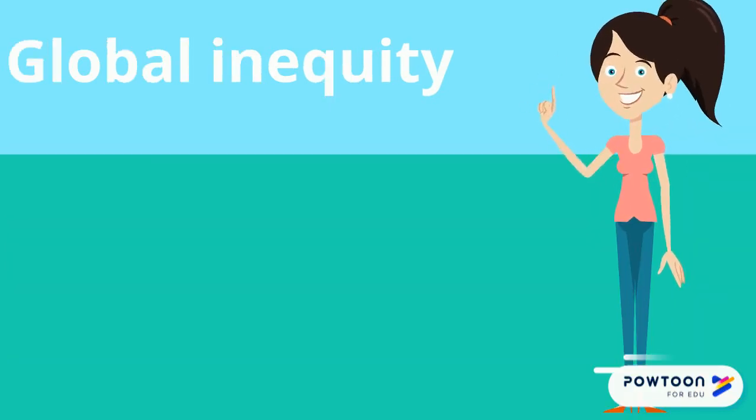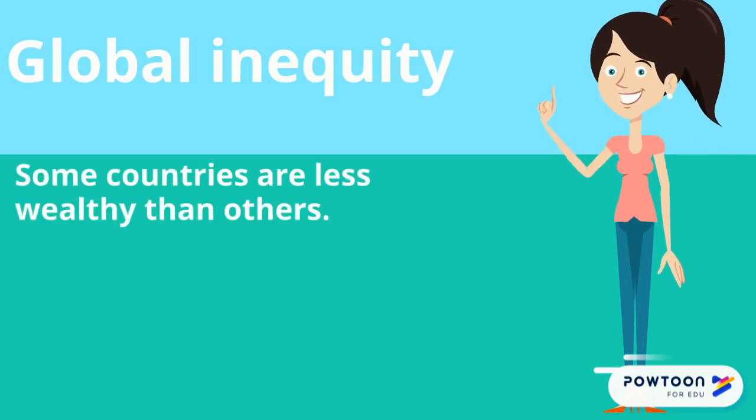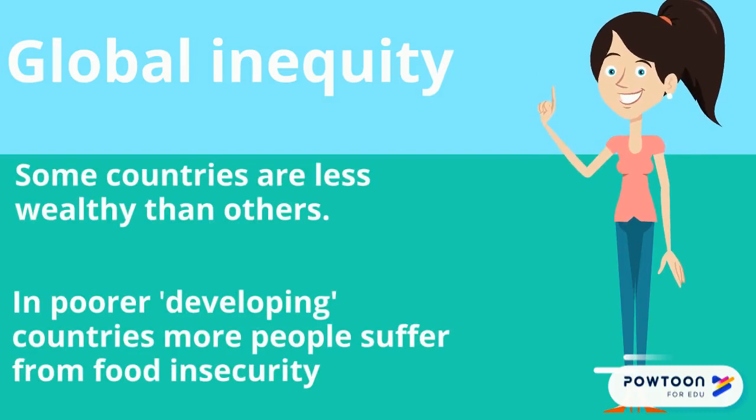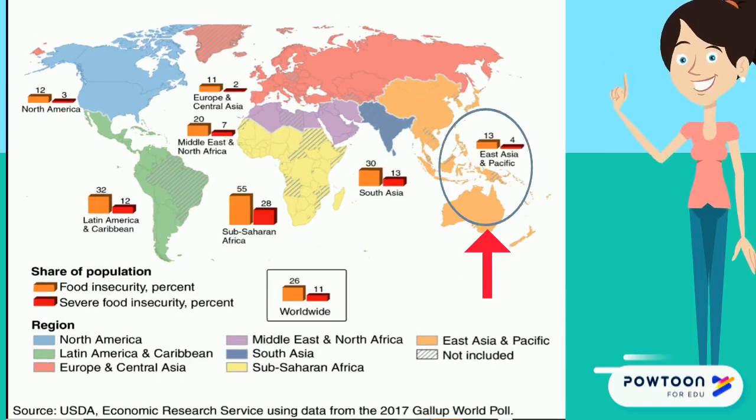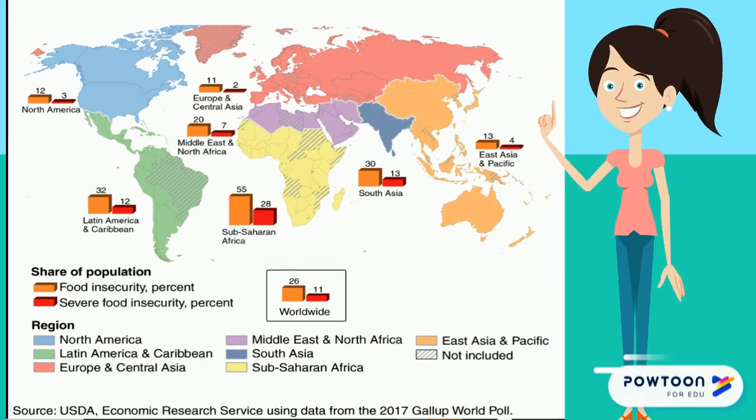We're going to firstly look at global inequity. Some countries are less wealthy than others. In poorer, developing countries, more people suffer from food insecurity. This map shows us the food insecurity around the globe. Let's start with Australia. East Asia and Pacific have 13% of the population with food insecurity and 4% with severe food insecurity. Let's compare Australia with some other countries.